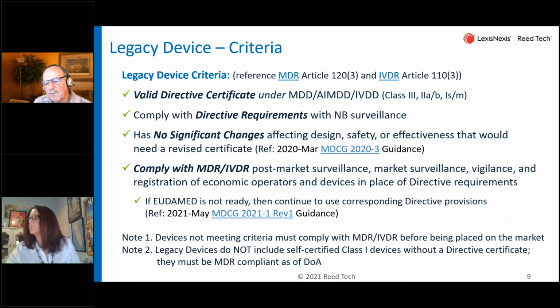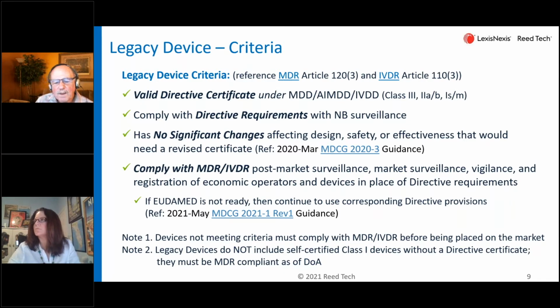We'll touch again on this a little bit later, but your class 1 devices, now that it's after the date of application, they needed to be self-certified according to the MDR. So that's a couple months now in the past. So that is a real issue. And if you haven't done that, then you certainly want to move that to the top of your to-do list to make sure you have those class 1 devices self-certified.